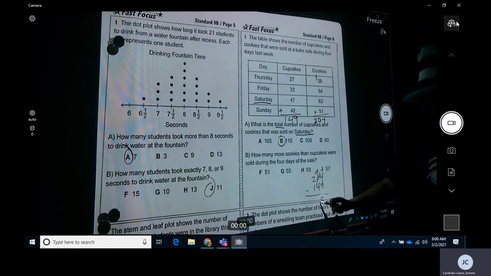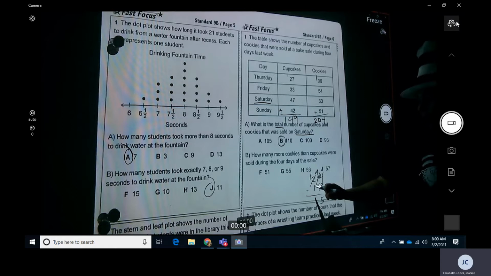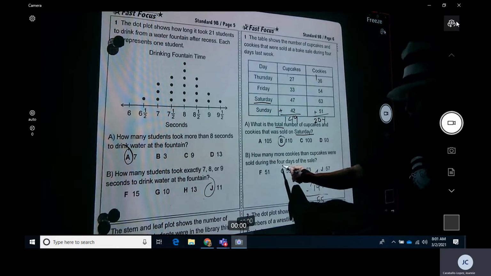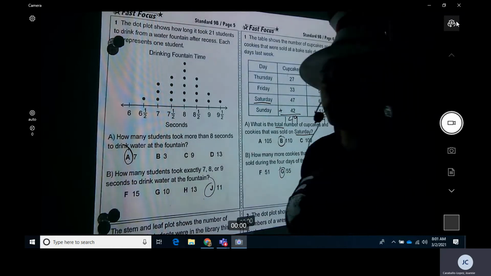5. Right? And then in order for me to have a 9 there, I would have to borrow from here. So 9 minus 4 is? 5. So my answer is 55.